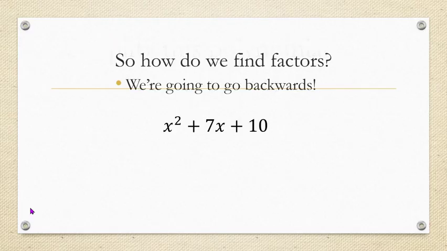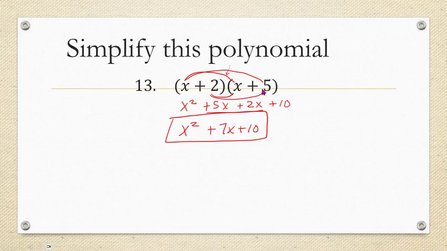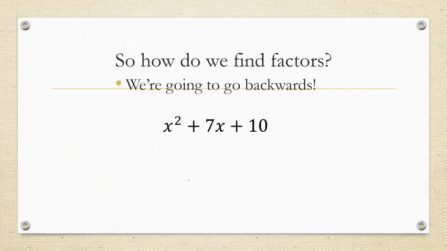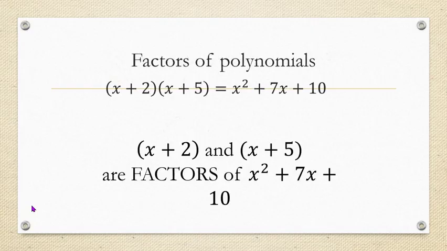All right. So how do we find the factors? We're going to go backwards. If you think about this, we had two binomials here. We multiplied together to get the quadratic. Now we have the quadratic, and we are going to get two binomials. We're going to take this quadratic and pull it apart. So the factors are what you get from division.